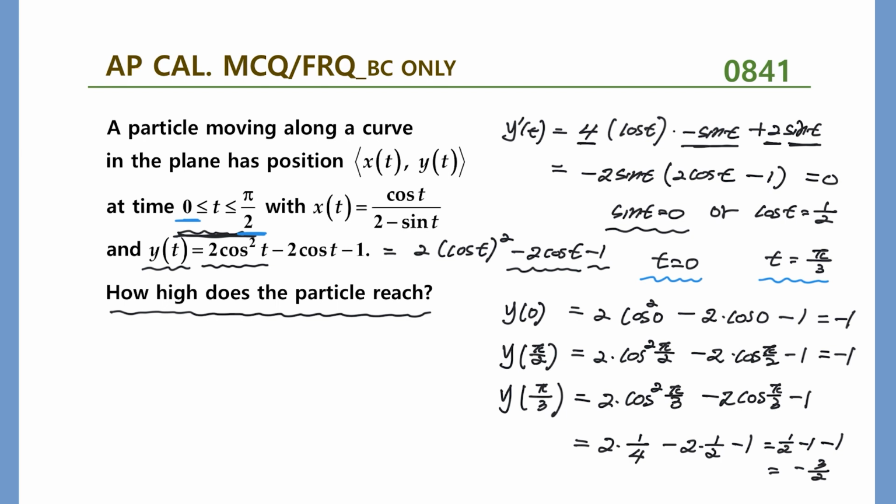So what is our absolute maximum? Negative 1. So the question, how high does the particle reach? It reaches up to negative 1. That's our answer.